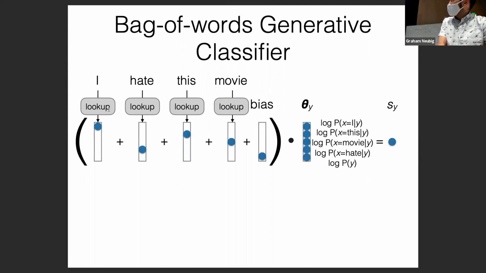And so what this looks like is we can take in each word in the sentence, look up a one-hot vector, in other words, a vector where all of the entries are 0 up to one position, which is 1. And then we take the dot product with the probability of I given the class, the probability of this given the class, probability of movie given the class, etc. And we get a score for this class.